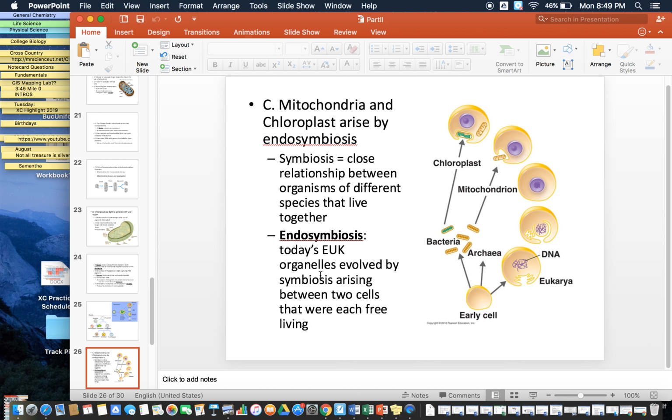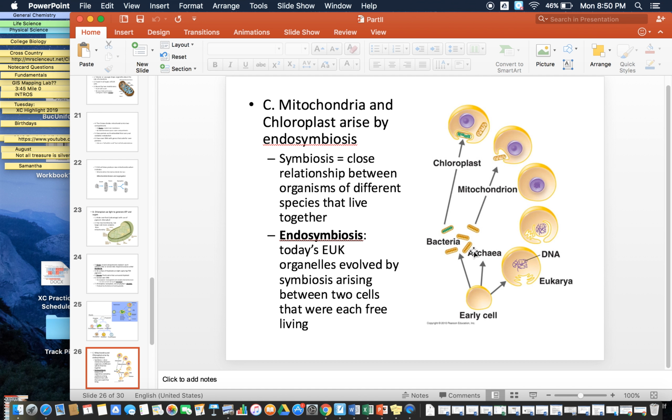Today's eukaryotic organelles evolved by symbiosis arising between two cells that were each free living. So here's this early cell. Maybe this is what it looked like, I don't know. And if it had DNA with a nucleus, it became eukarya. So this is what is shown as how the nucleus formed. But then we also have bacteria and archaea, where some picked up the ability to capture light and make their own food. Huge advantage.